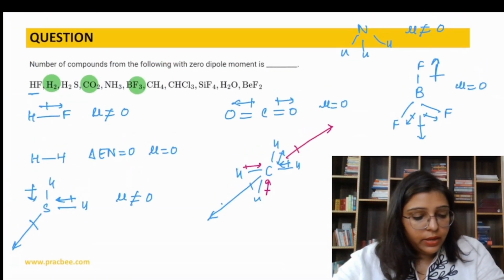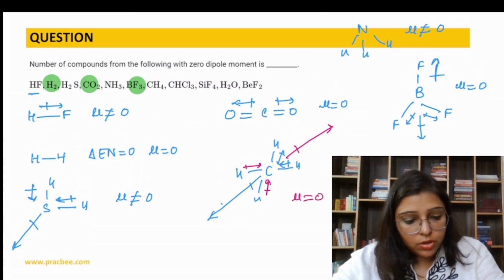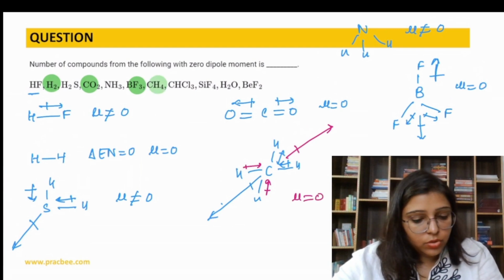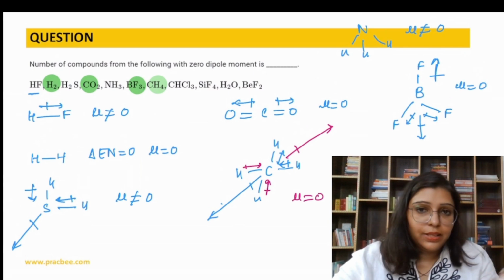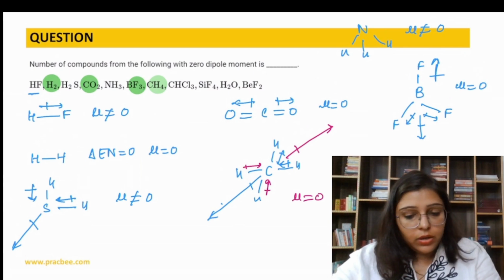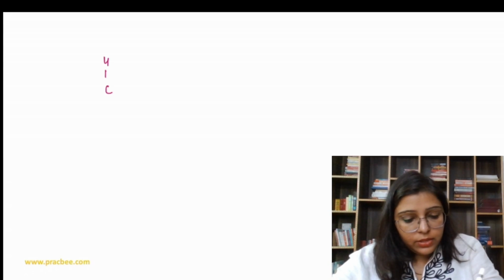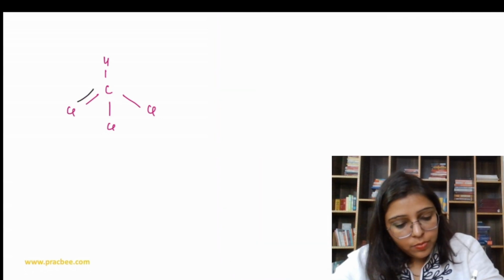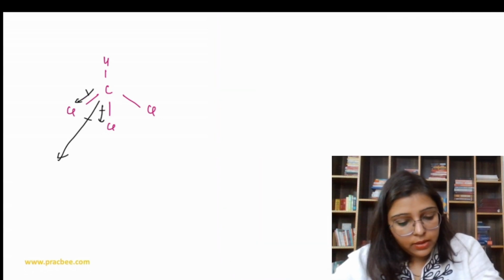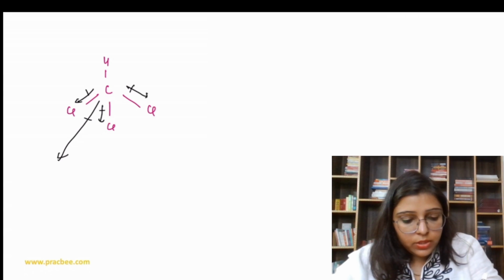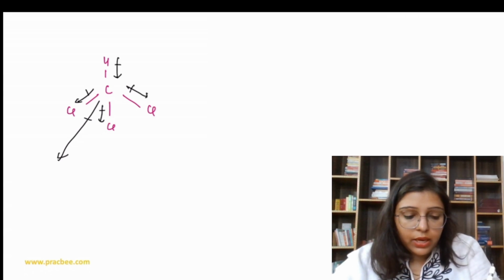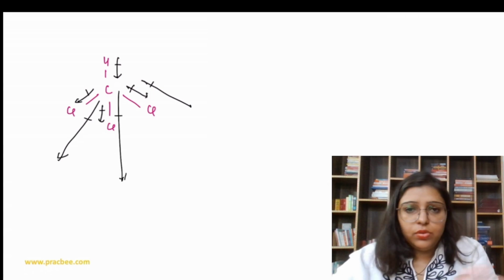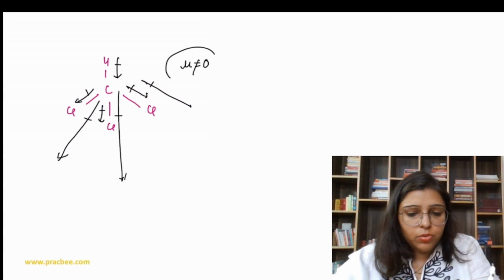Yeah. So here dipole moment is equal to 0. CH4 is also the answer. Now we have CHCl3. In CHCl3, the dipole moment is not equal to 0. For two bonds, dipole moment is towards the chlorine side. So net is here. So here dipole moment is towards the chlorine side and here the hydrogen side. So it means one is going to be here, and one is going to be here. So that is not going to be 0.